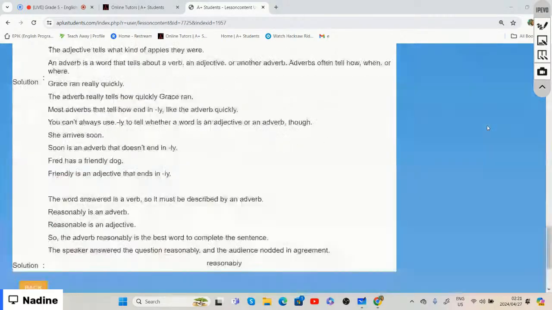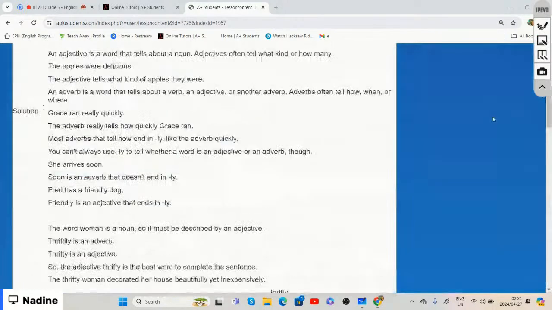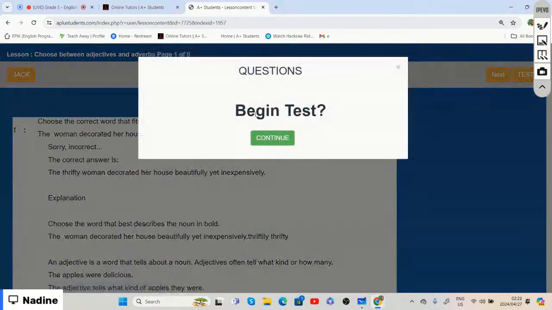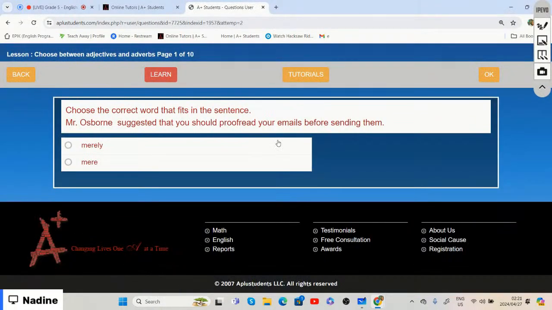All right. Let us do our test. All right. So we are now going to choose the correct word that fits in the sentence. So we're going to say Mr. Osborne. Do we say Mr. Osborne merely suggested you should proofread your emails before sending it?